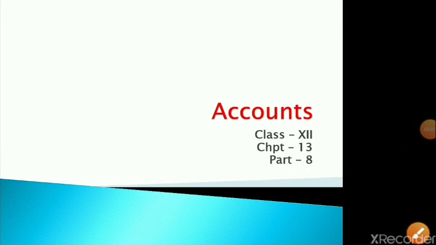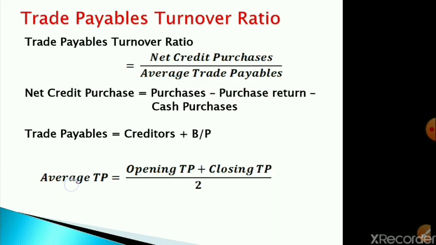In this video, we are going to learn about the trade payables turnover ratio and working capital turnover ratio. So let's start with trade payables turnover ratio. Now, trade payables includes creditors and bills payable, which is a part of current liability. When we mention these two things, creditors and bills payable, that indicates that the firm has made some credit purchase. So, the trade payables turnover ratio is a relation between net credit purchase and average trade payables.